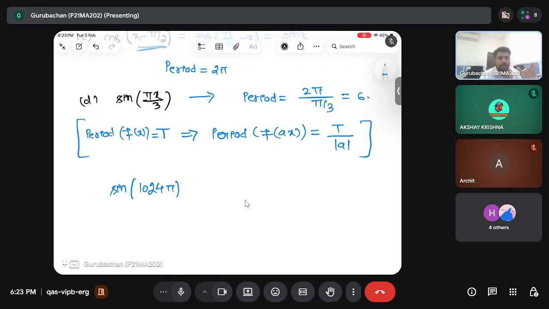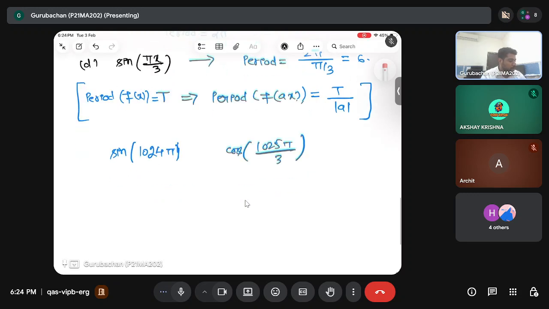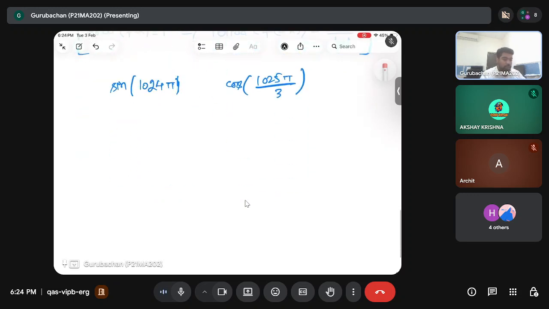You will clear out the multiple of 2 pi, because after 2 pi sine is going to repeat itself. Then you will calculate the value of that sine x. For example, if I write cos of 1025 pi by, suppose, 3, you will divide it and extract the 2 pi multiple, then you will calculate its value. Okay, so next is 1 function.